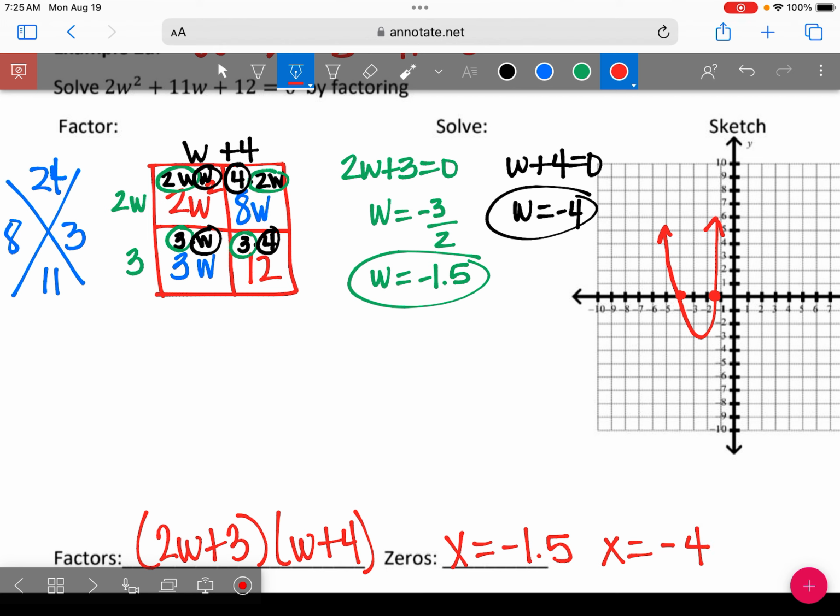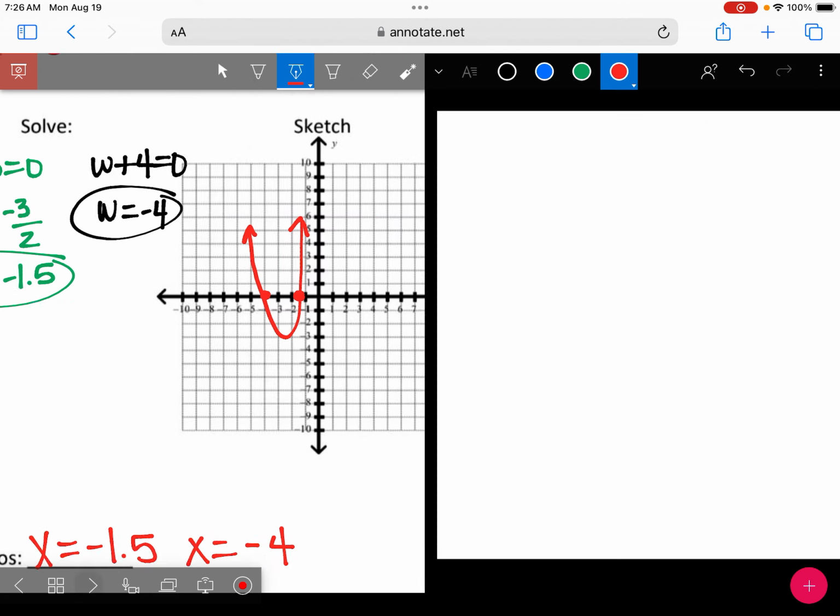All right, we'll do a couple more, and then you can use the rest of the period to work on your study guide. I am giving extra credit for it tomorrow. I don't collect it. I just give extra credit for it.